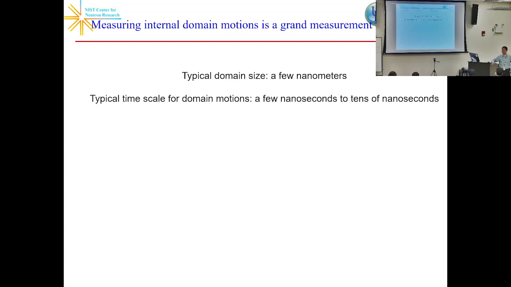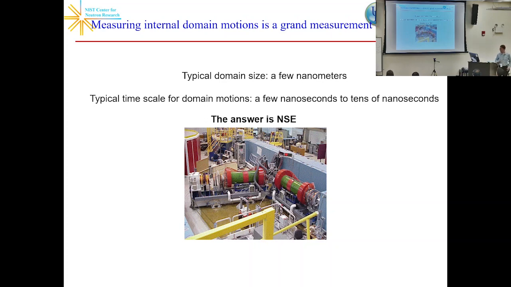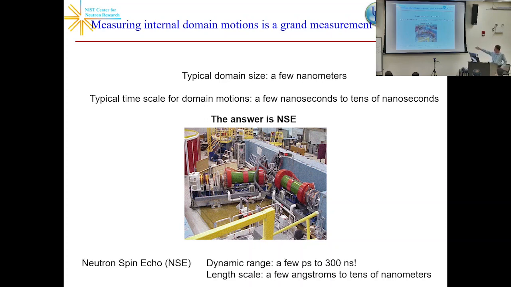And the only answer is, I guess you know the answer, right? What instrument should you use to look at this? This should be 100% correct, right? The answer is neutron spin echo. Of course, the information I listed here is for the previous version of neutron spin echo, before it was upgraded. We can reach about 300 nanoseconds, and length scale-wise, from 3 angstroms to tens of nanometers, which fits this type of application perfectly.